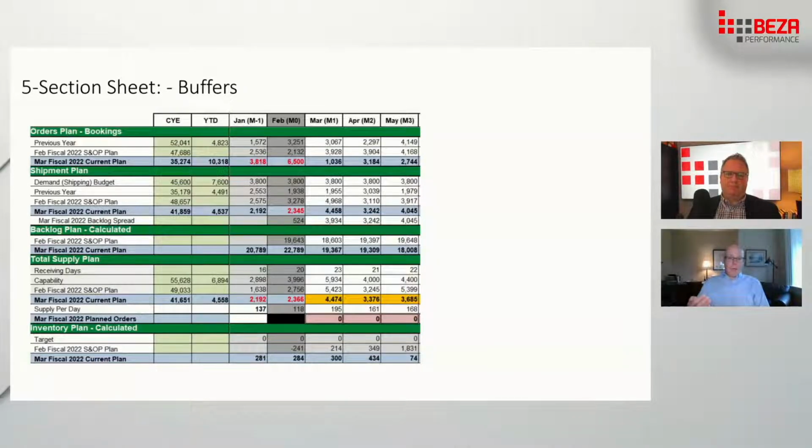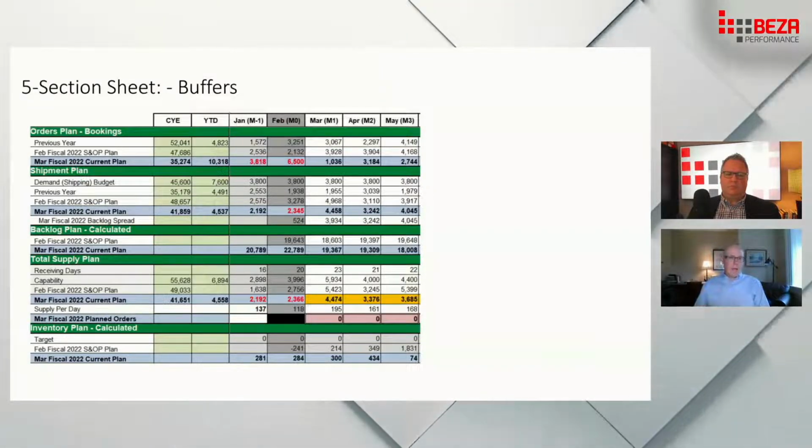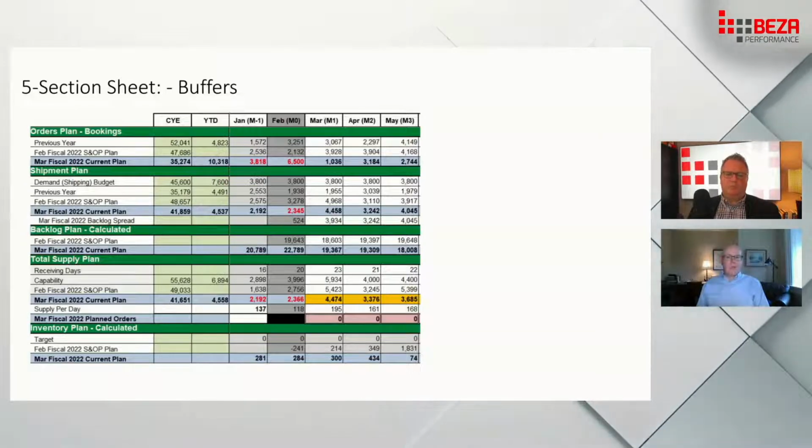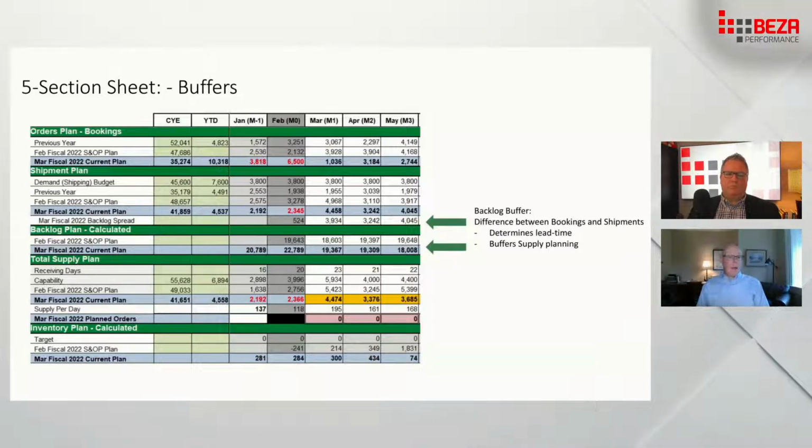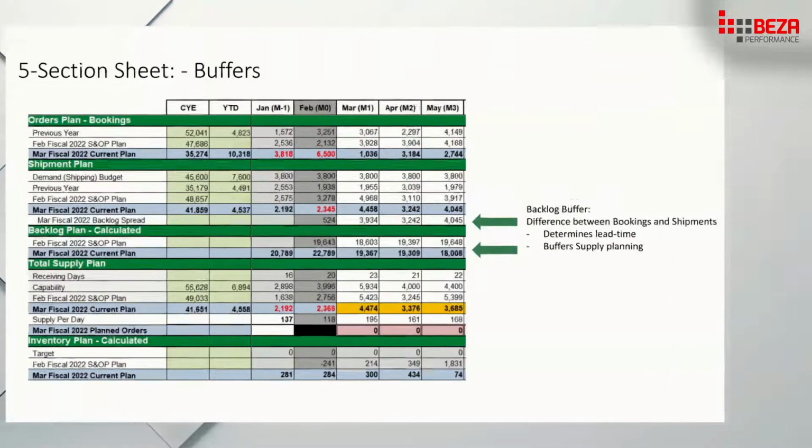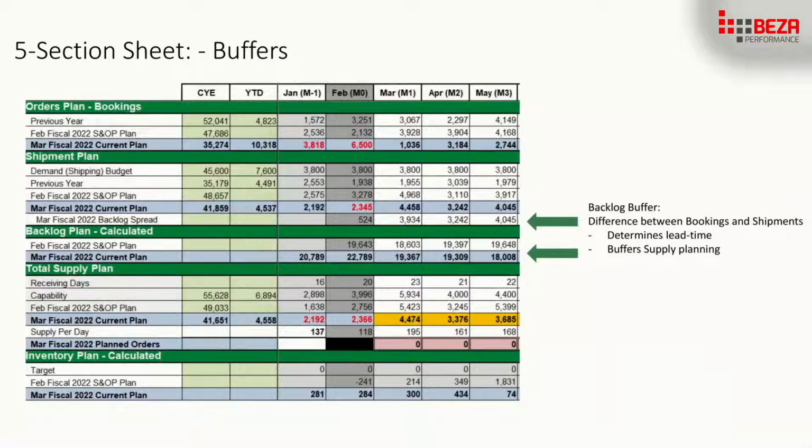We have our bookings, which is, as we said, accountable to sales. And we've got our shipments, which is our plan of what we can actually produce. The difference between those is my backlog. And backlog is a buffer. It's the difference between bookings and shipments. So if I book more than what I ship, that backlog is going up. Fairly obvious, right? So in a month, if I book more than what I've shipped, backlog is going to increase.